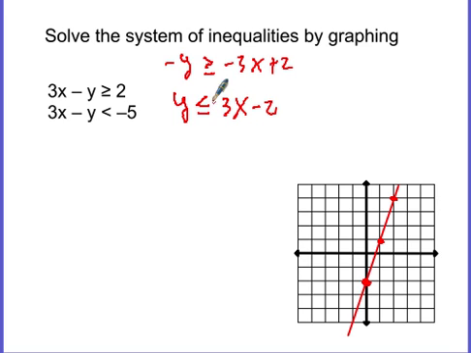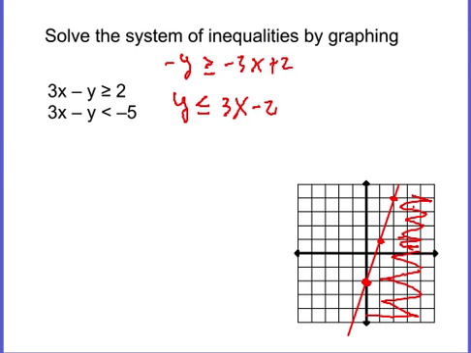And when you look at which side to graph, you've got to go by the slope-intercept form. So y is less than, so it goes to the bottom side of the line, which means this way. Okay?